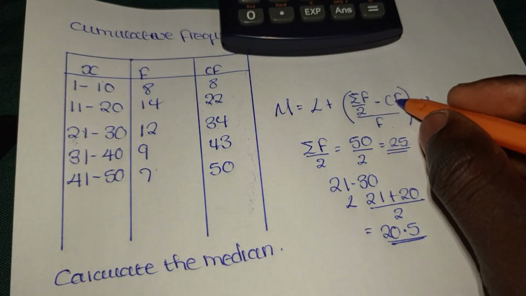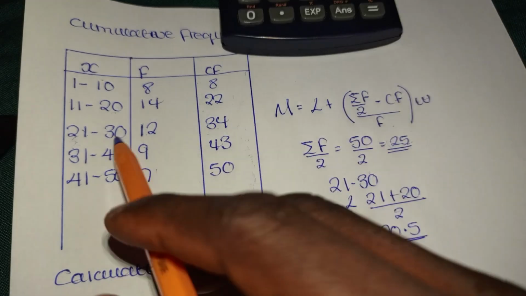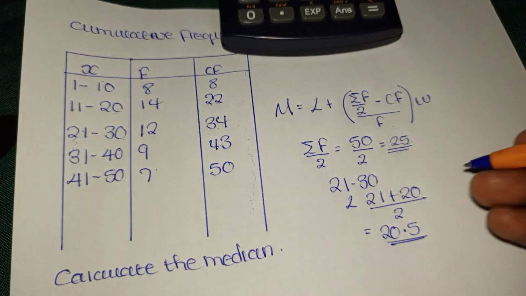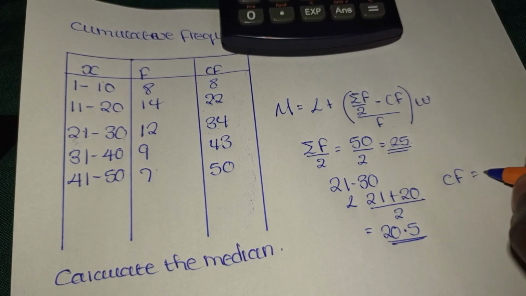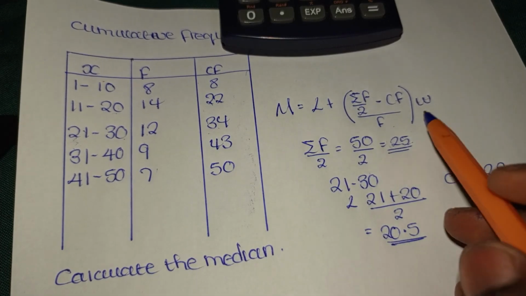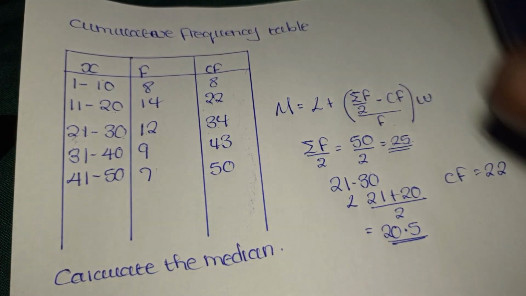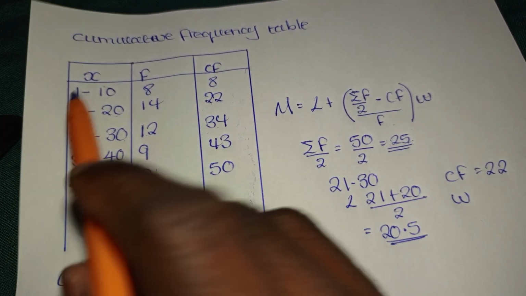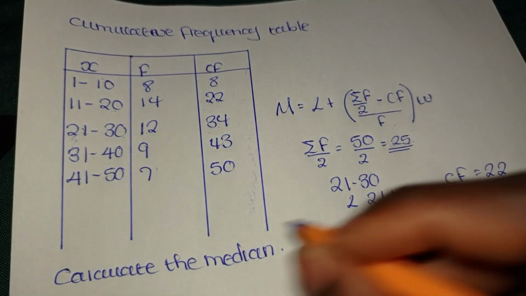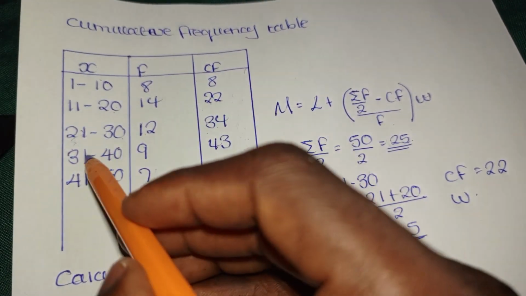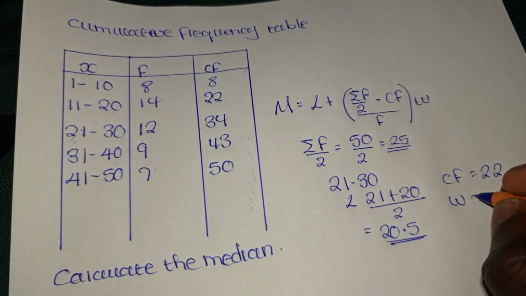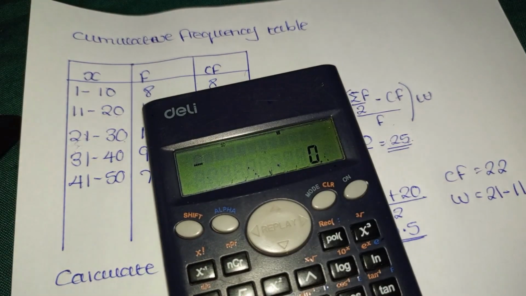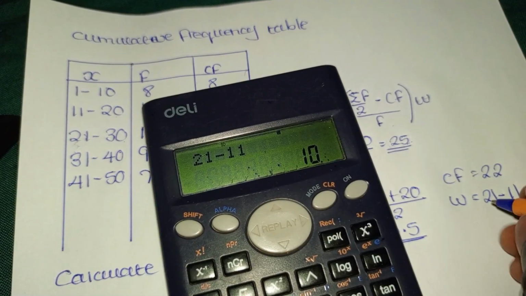Then to get the cumulative frequency before the median class, remember the median class is in here, and the cumulative frequency before the median class was 22. And calculating the width is the simplest thing. You just subtract 21 minus 11, or 11 minus 21, or 31, whichever you prefer. So 21 minus 11, you get 10.